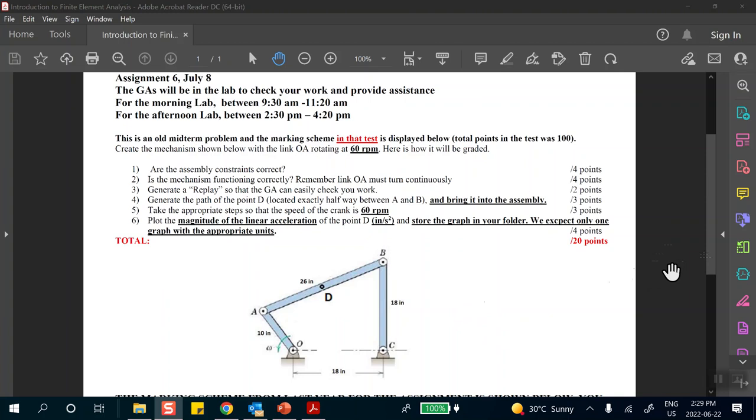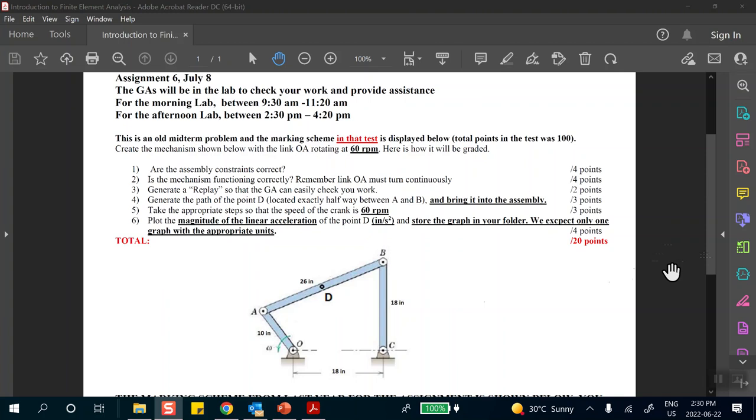And some information is given here. Obviously, you're going to read it, and the dimensions are important here because we are trying to generate graphs. Now, the linkage OA is turning at a constant angular velocity of 60 RPM. Obviously, this is a Grashof mechanism, which is why the linkage can actually turn a full revolution. And you're asked to generate a few items.